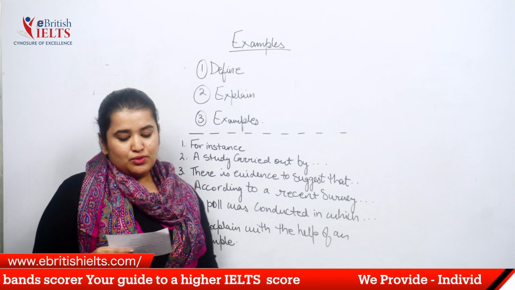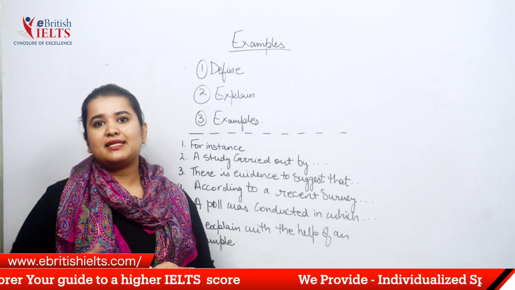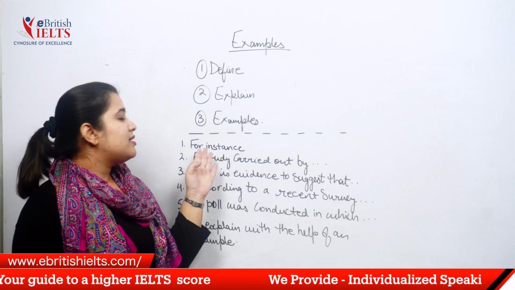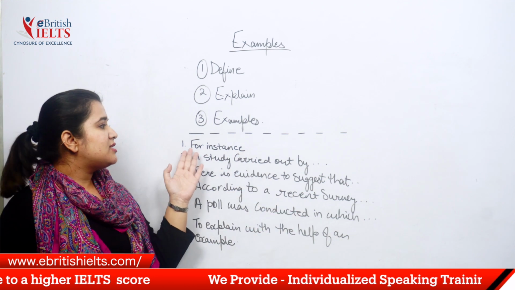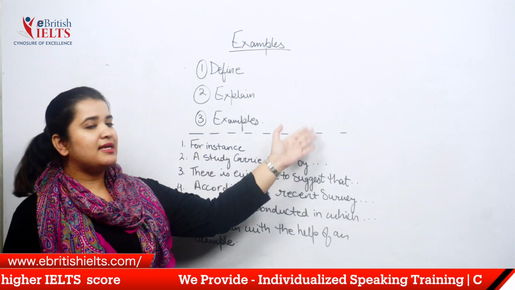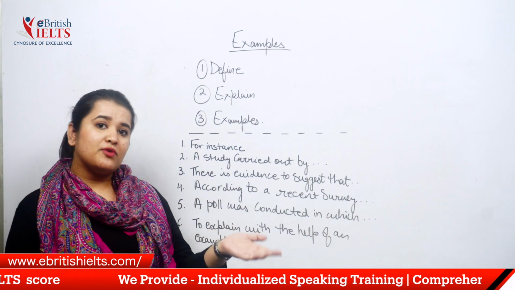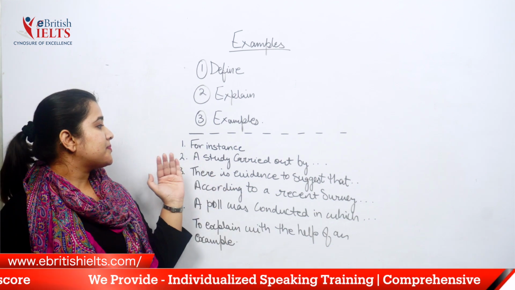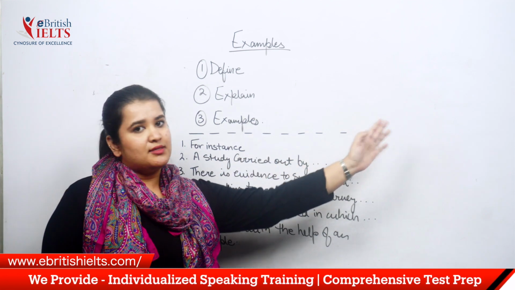Now, to come to certain key words and key phrases, how can you start writing these examples? So the number one is for instance, very simple, just 2 words. If you don't know anything, just write for instance and then state whatever example you want to make. The second is, if you are quoting something from a study, then you can write something like a study carried out by the development authorities or whatever.